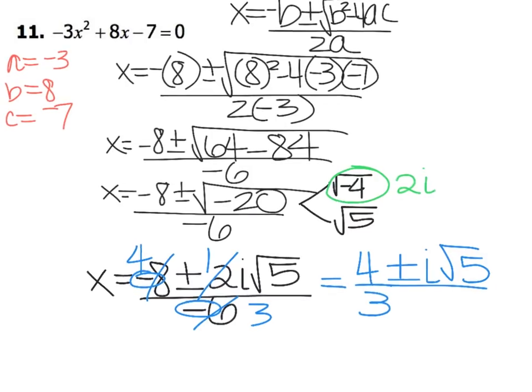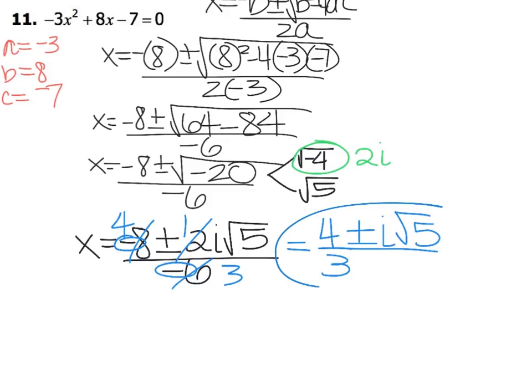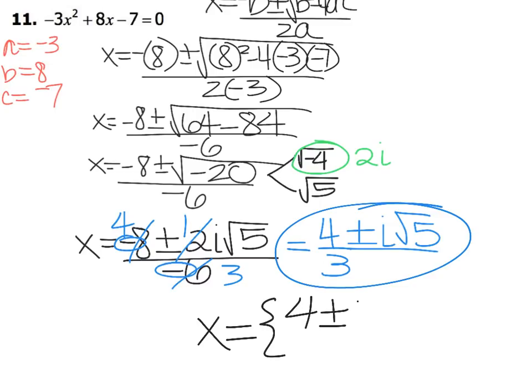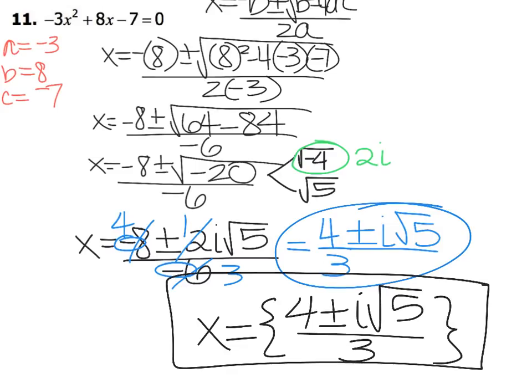So if we divide everything by 2, we end up with this as our solution. We would write our final answer as x equals 4 plus or minus i rad 5, divided by 3. And that's our final answer. So this is an example where we get i, or imaginary numbers, in our solution.